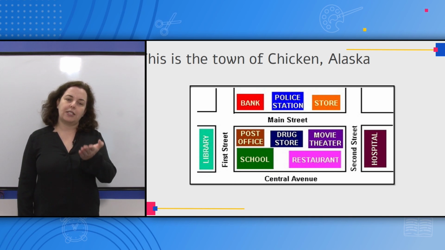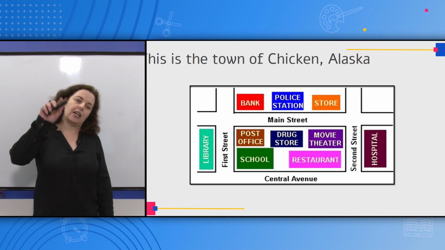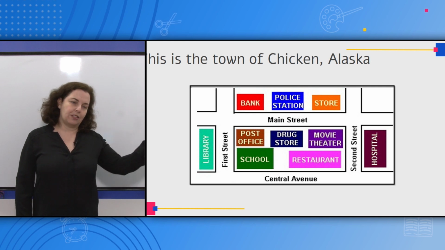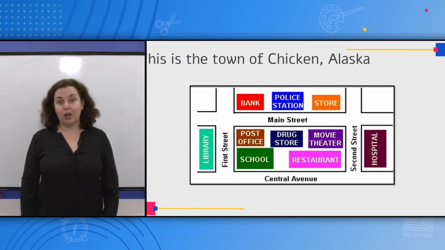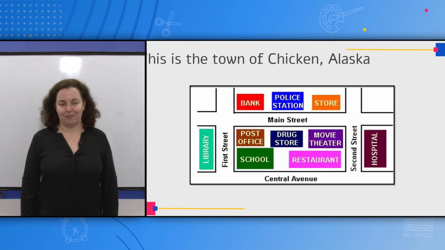What do you have on 2nd Street? You see it on the map, 2nd Street? It says in brown, hospital. And on the other side, on 1st Street, you see the library where you check out books. This is the town of Chicken, Alaska. Let's continue.